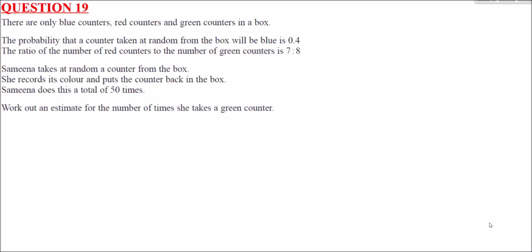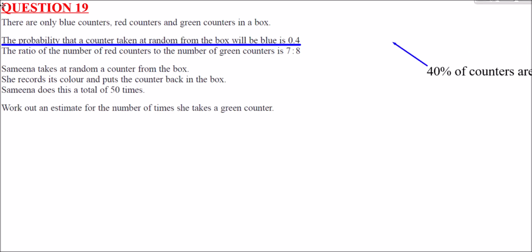Question 19. There are only blue counters, red counters, and green counters in a box. The probability of a counter taken at random from the box being blue is 0.4. So 0.4 means it's a 40% chance. So I'm going to just highlight that first of all. If a chance of a blue is 0.4, that's one and the same thing as saying 40% chance of it being blue, therefore 40% of the counters are blue.